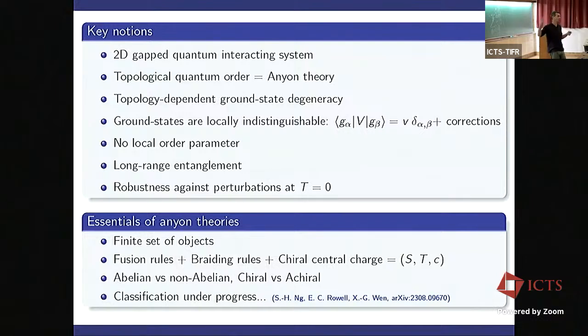So for instance, for nu equal 1/3, you have 3 types of anyons. For Fibonacci anyons, you have 2 types of anyons, and so on.